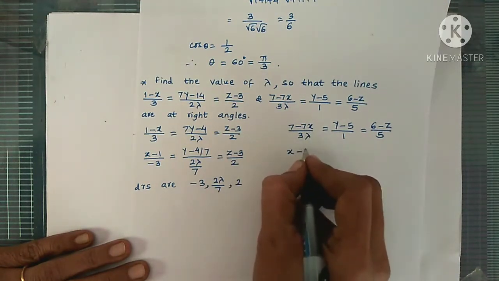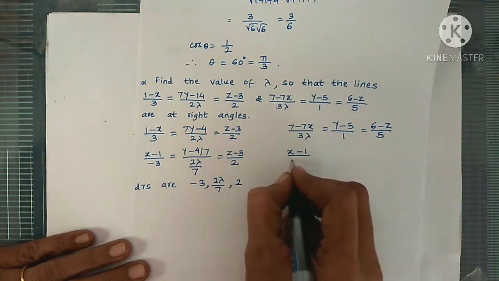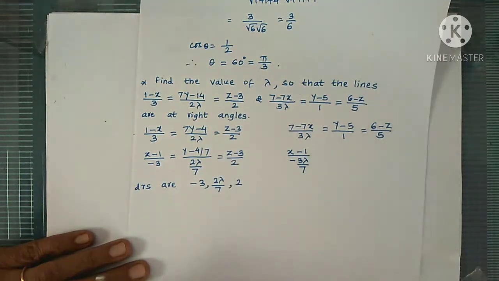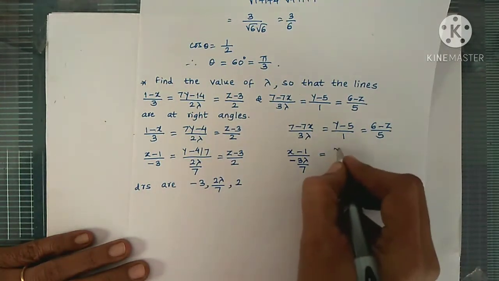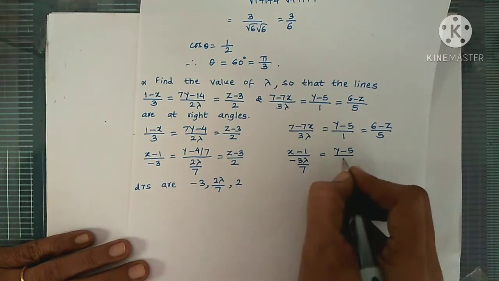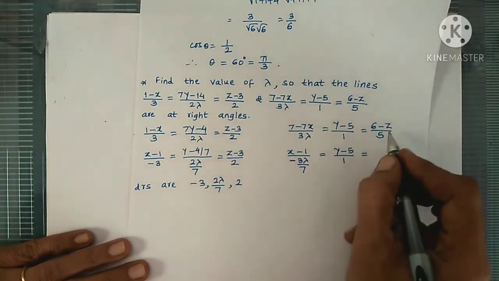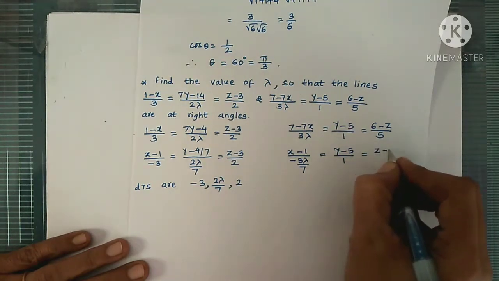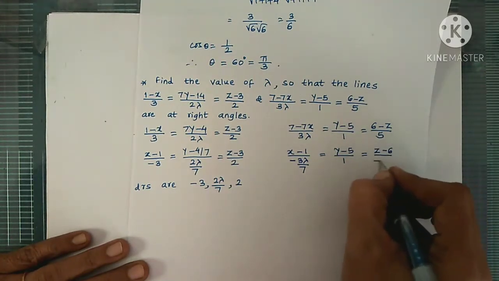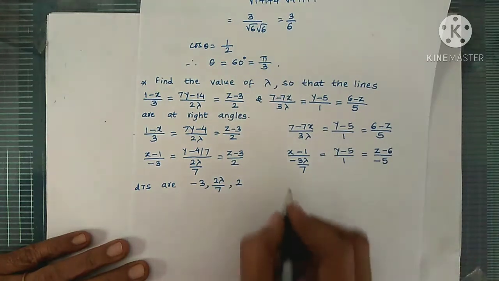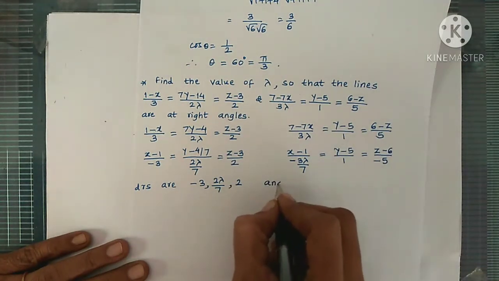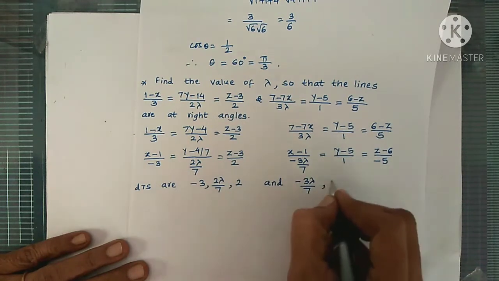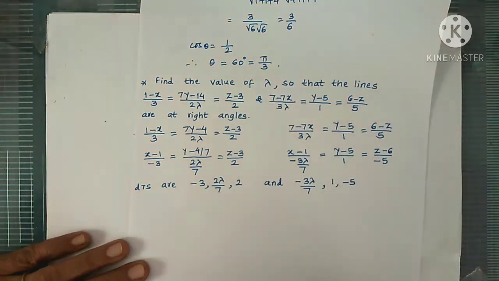So dividing by minus 7, this becomes x minus 1 here, and here it is minus 3 lambda by 7. The second term is in the form y minus y1 upon b, and here we want z to be positive, so let's multiply all these terms by minus 1. So this becomes z minus 6 by minus 5. So the direction ratios are minus 3 lambda by 7, 1, minus 5.